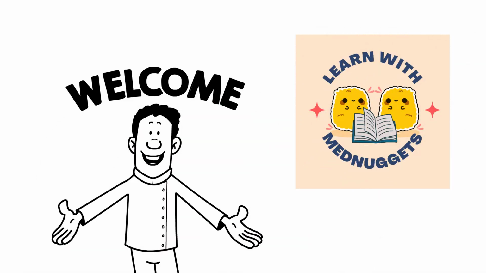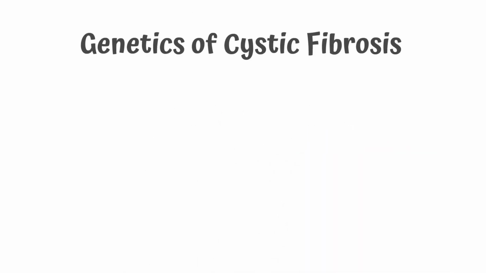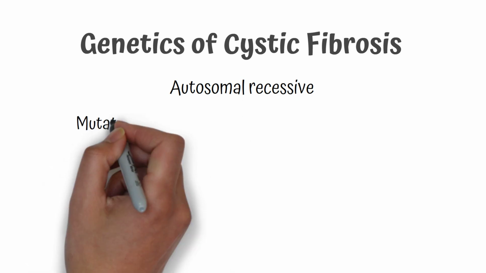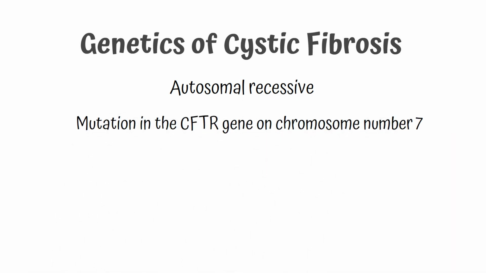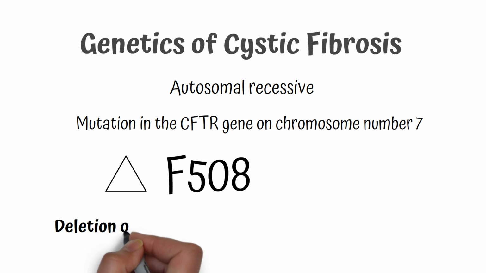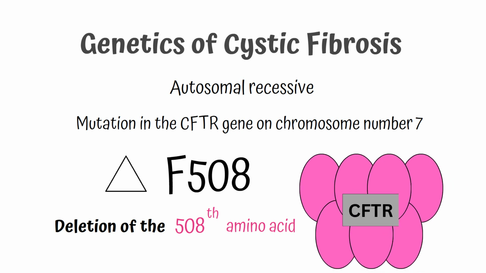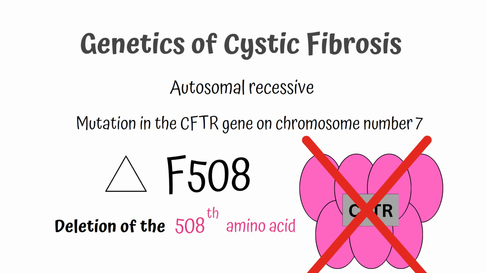In this video, we will talk about cystic fibrosis. Cystic fibrosis is an autosomal recessive disease caused by a mutation in the CFTR gene on chromosome number 7. It's caused by a delta F508 mutation, where delta refers to the deletion of the 508th amino acid that makes up the CFTR protein. This will cause the CFTR protein to malfunction or not be made at all.